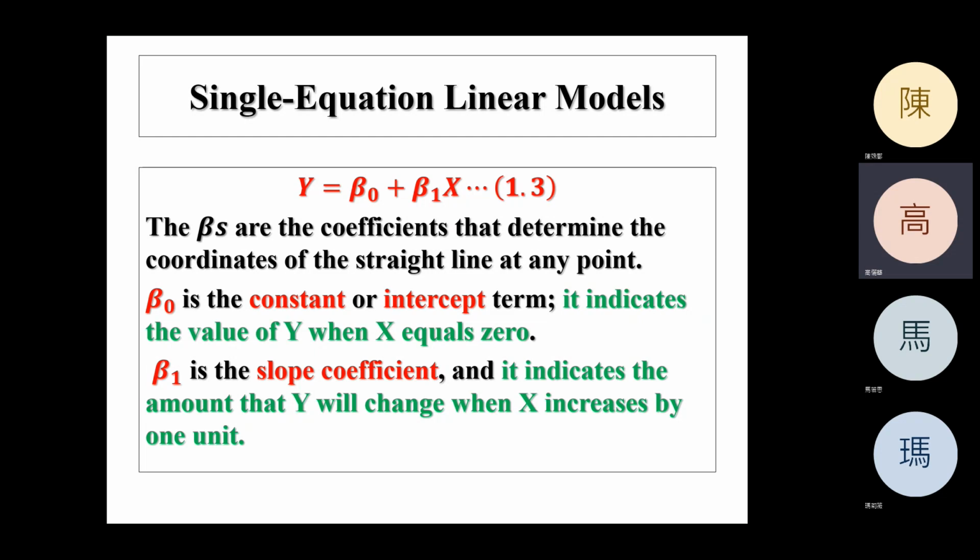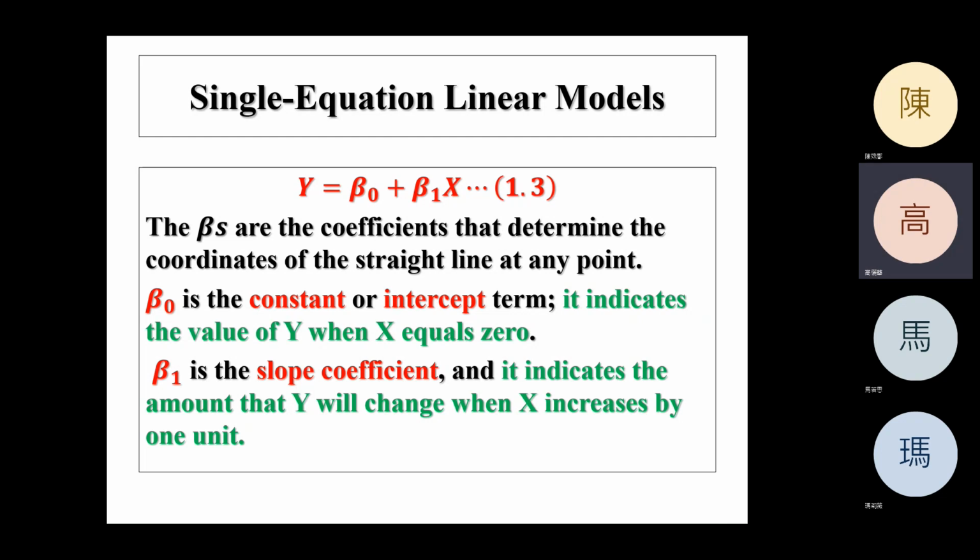So these betas are the coefficients that determine the coordinates of the straight line at any point. And beta 0 is what we call the constant or intercept term. This is also junior high school math, right? It indicates the value of y when x equals 0. So beta 0 is when x equals 0, and this is the y value in math, right? Any questions with this?